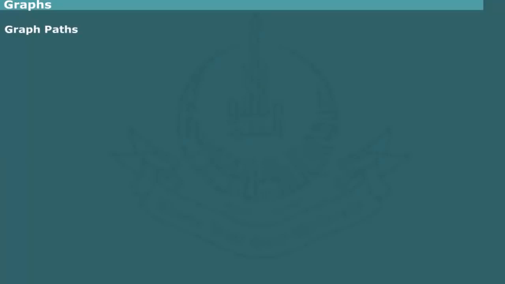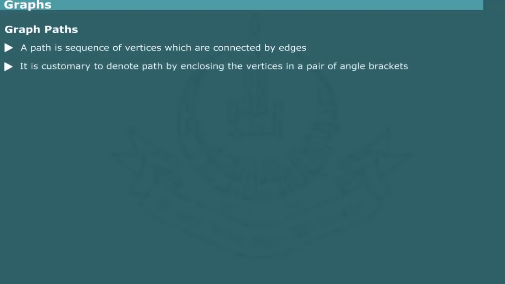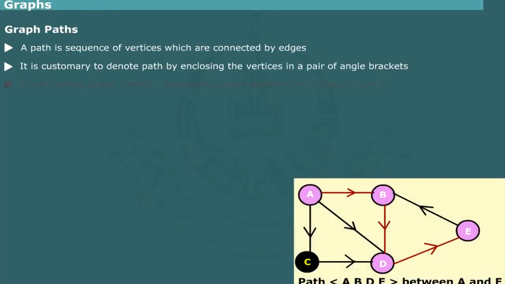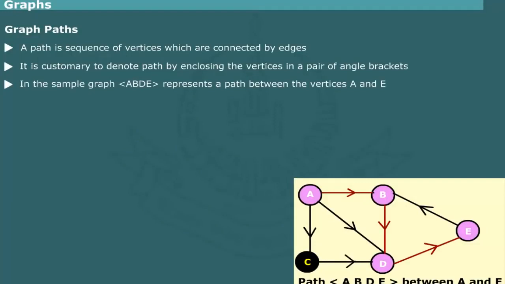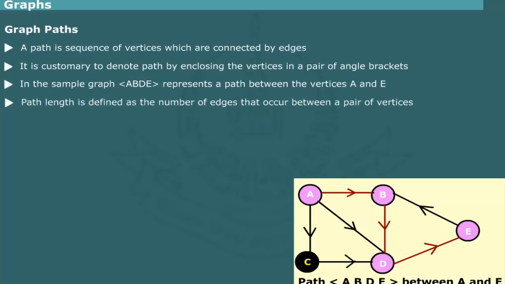Graph paths. A path between a pair of vertices is a sequence of vertices in the graph which are connected by successive edges. We can denote the path by enclosing the list of vertices in a pair of angle brackets. For example, in the figure, ABDE represents a path between the vertex A and E. The length of a path is the number of edges that occur along the path. For example, the length of path ABDE is 3.